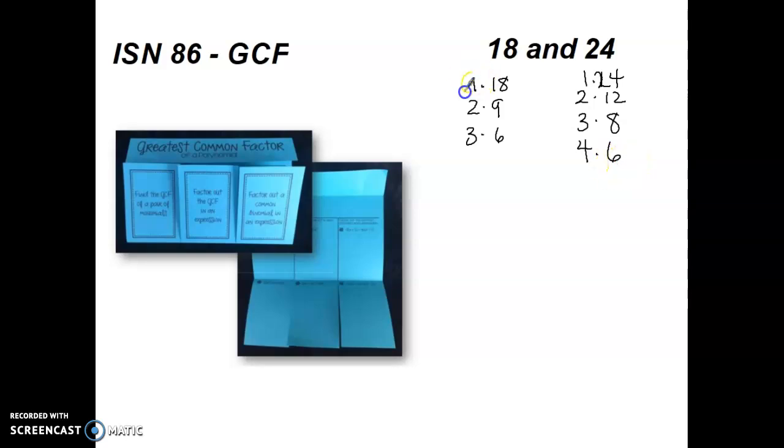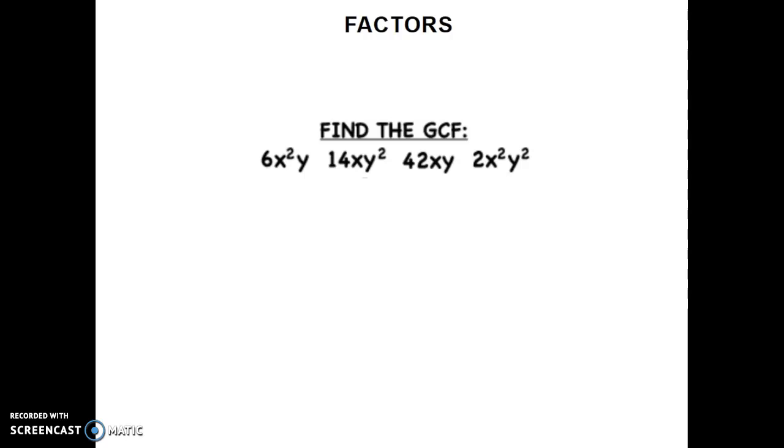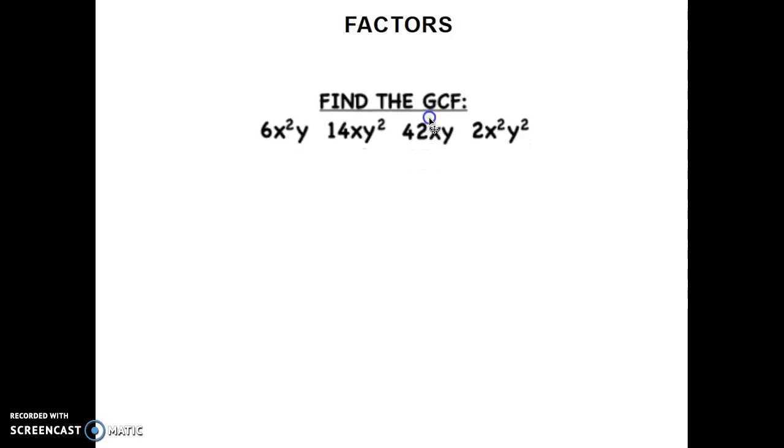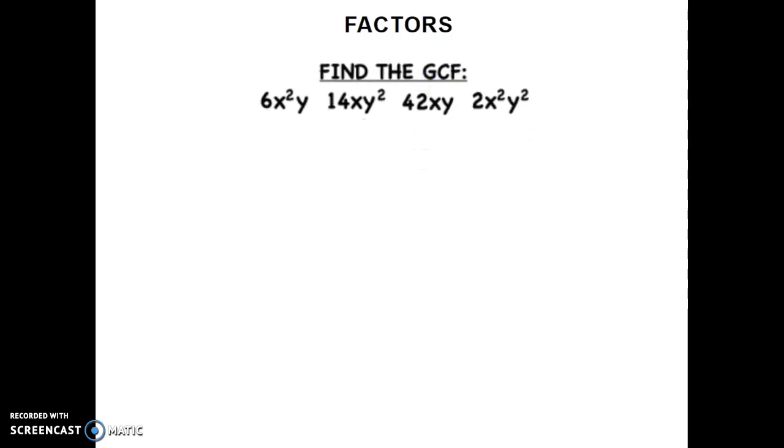Now remember 1, 2, 3, 6, those are common factors, but the greatest common factor for these two terms, these two numbers, is actually 6. Okay, that's what we're going to do, but now we're doing it with algebra. So when I look at these algebraic terms and I want to find the greatest common factor, I have to list the factors for each of them.